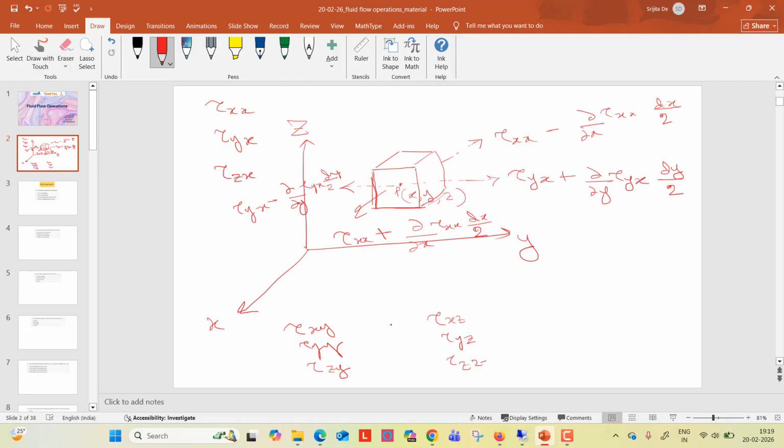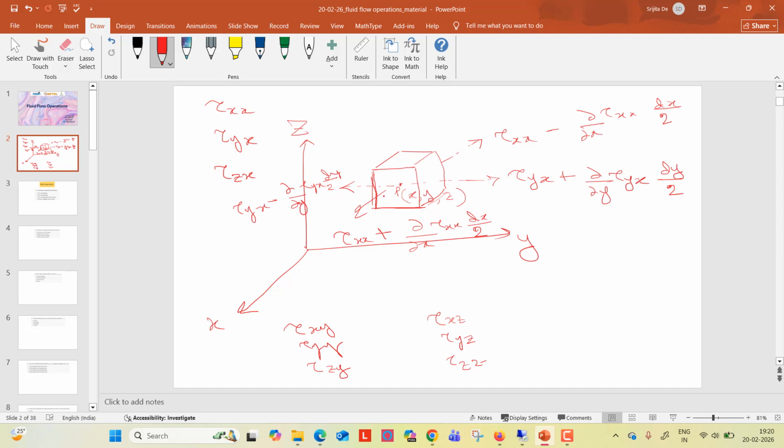Now, this is the x directional, this is the y directional, right? Just a minute. Okay, I have given a wrong indication. So x direction is fine.